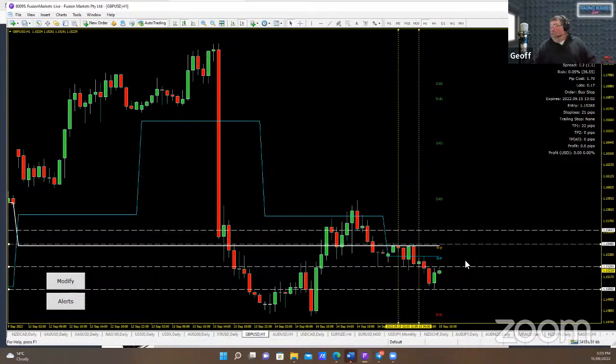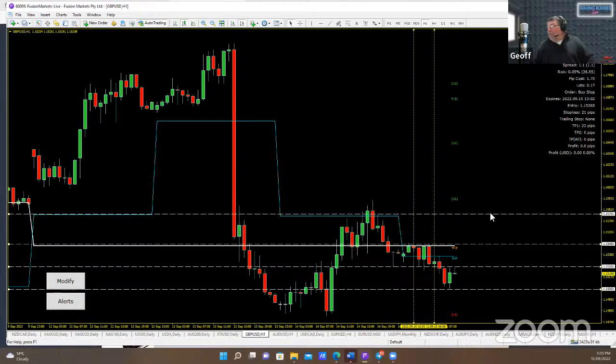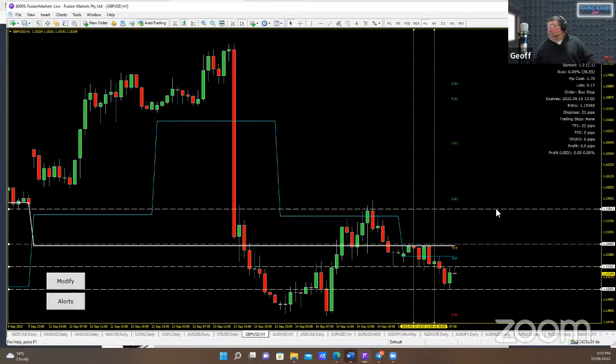It's not right. Okay, the risk is 21.5. So you got to go 43, not 33, plus 11 3/4. So 54 3/4, which takes us to 1.158. Let's call it 1.1582. There we go. So that's our target.